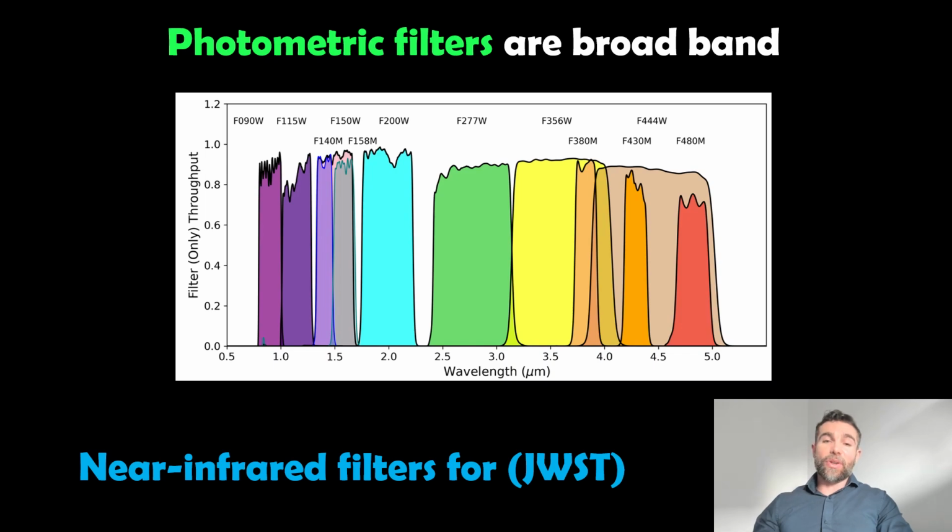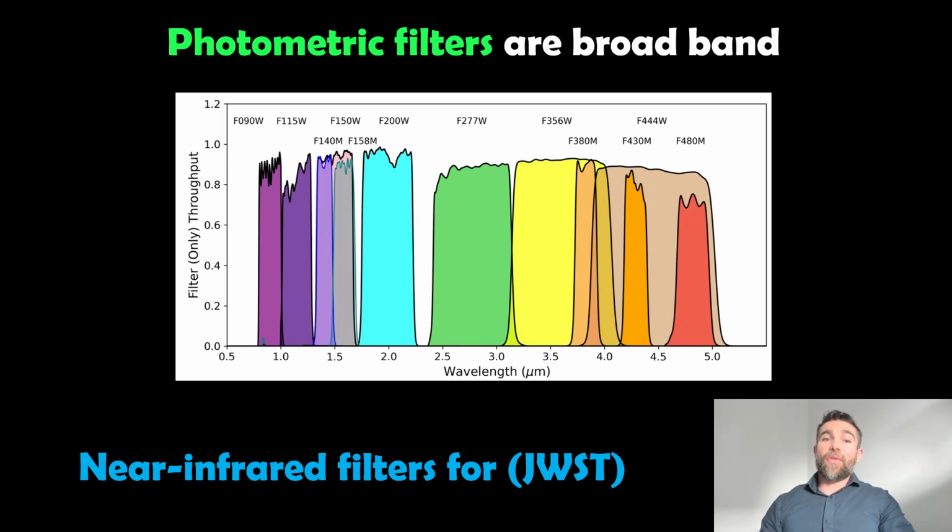So you put those different filters on. Some of those are denoted as W, which means it's a wide filter. Some of those are M, medium filter. Wide basically means that it covers quite a range of wavelengths. Medium, slightly narrower, and you can have really narrow band ones as well. But typically, photometric filters are quite broadband.